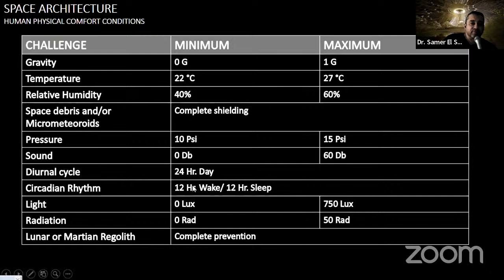12 hours would be for awakening, maybe 12 hours for sleeping, and not sleeping to be precise, but the day and night cycle. The light from 0 up to 750 lux. More than that will be really affecting our vision system. And the maximum allowed radiation is 50. And of course, the lunar and Martian regolith, complete prevention will be the best for protecting human life.